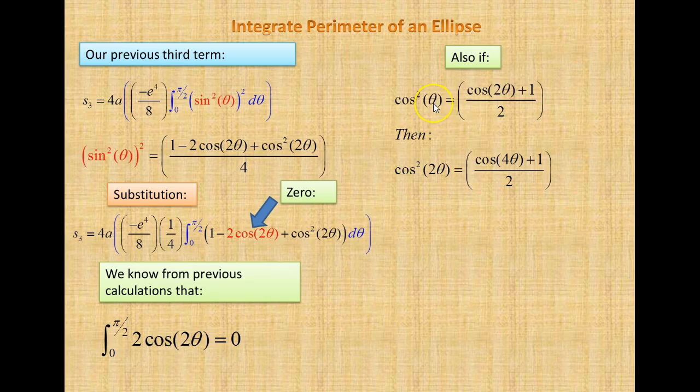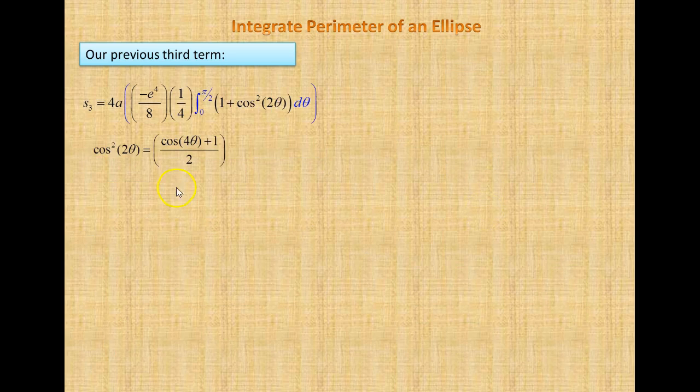Also, if cosine squared theta is equal to cosine 2 theta plus 1 divided by 2, then the cosine squared 2 theta right here is equal to cosine 4 theta plus 1 divided by 2. Trigonometric identities, you've got to remember, okay? So let's continue. So here's our previous equation.